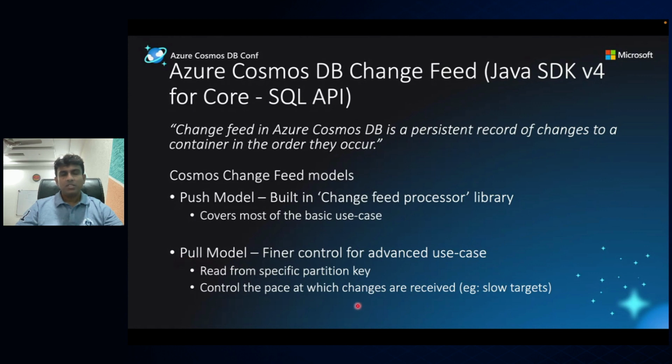As the name suggests, the client application will be constantly pulling changes from the container, and then after receiving the changes, it processes them. Since it's up to the client to receive the changes from the container, it can actually control the pace at which it is receiving. This might come in handy in scenarios where you have pretty slow targets and you need to handle back pressure on the source side. So the rest of the session is going to be based on the pull model.